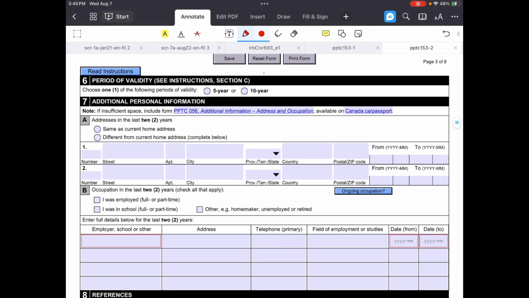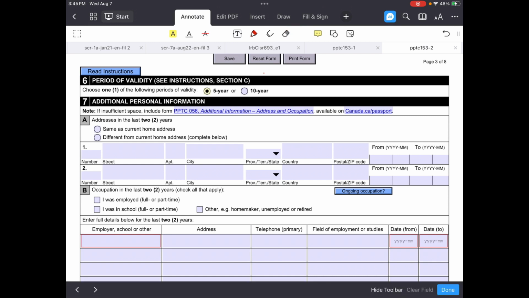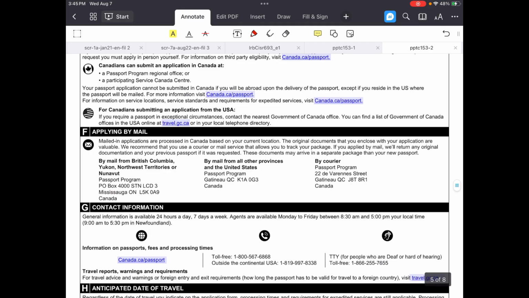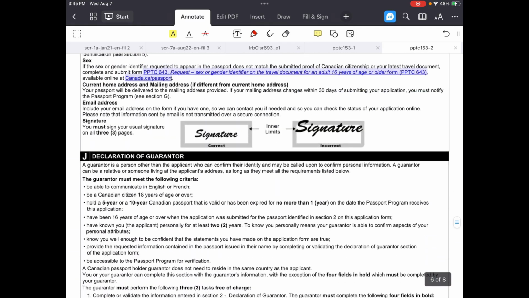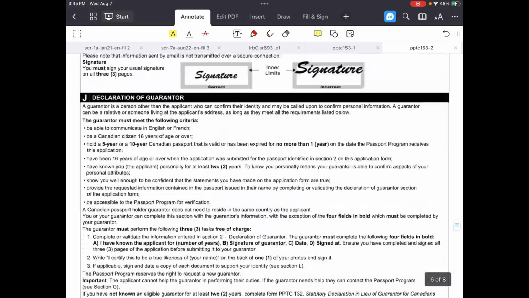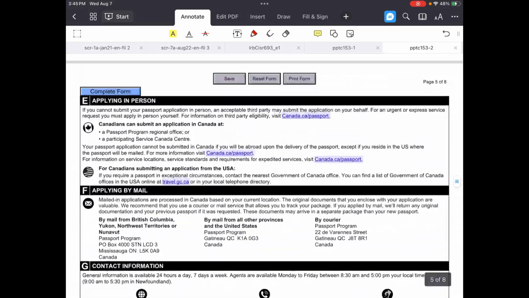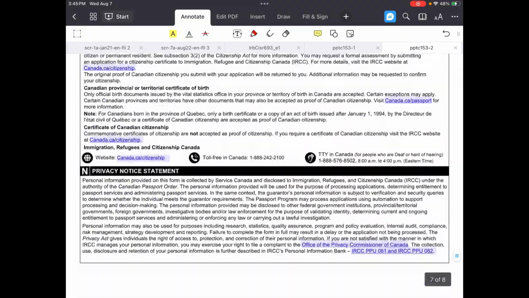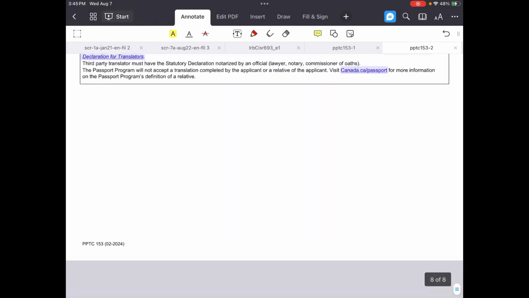After you're done with this section, you can just scroll down to section 6. Section 6 of this application is very easy. You just have to pick if you want a 5-year passport or a 10-year passport. So do you want your passport to expire within 5 years or within 10 years? In terms of money, the 5-year passport is a little bit cheaper. But if money is not a problem for you, I highly recommend you pick the 10-year option.